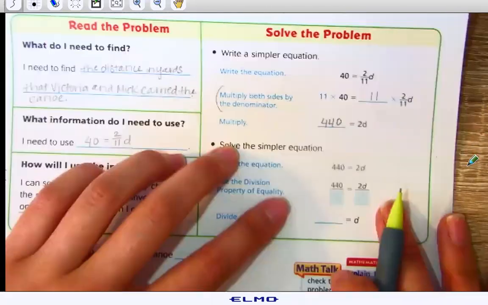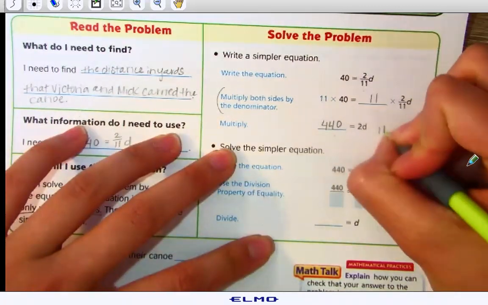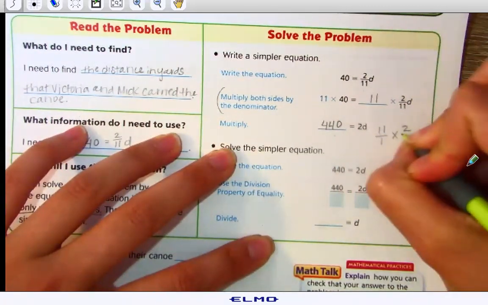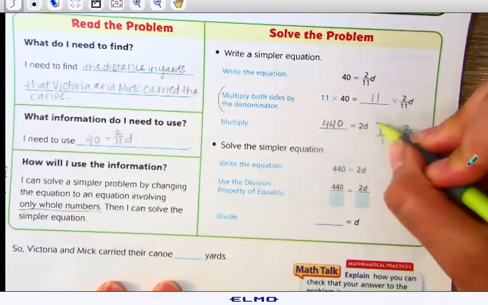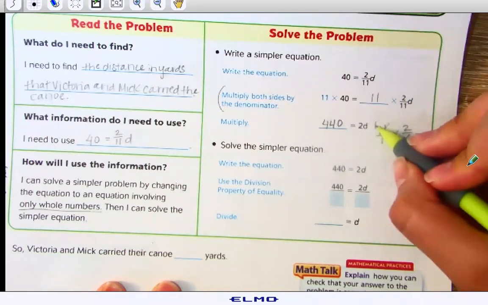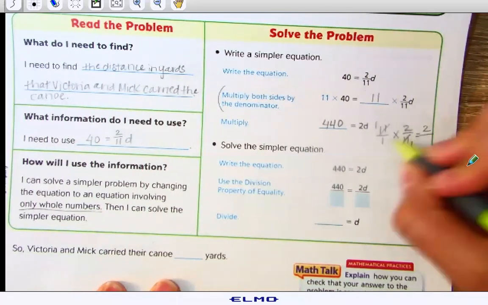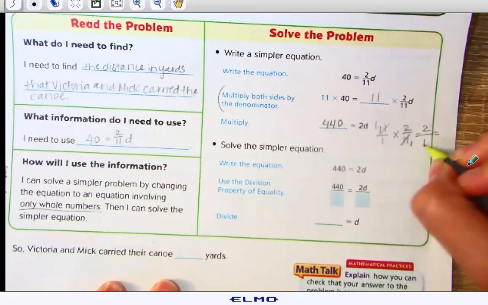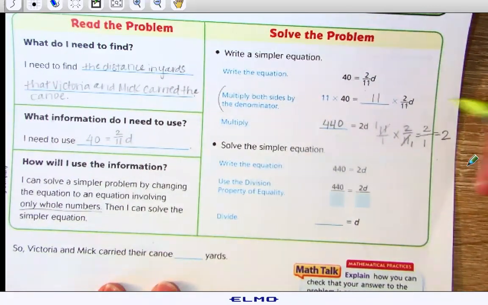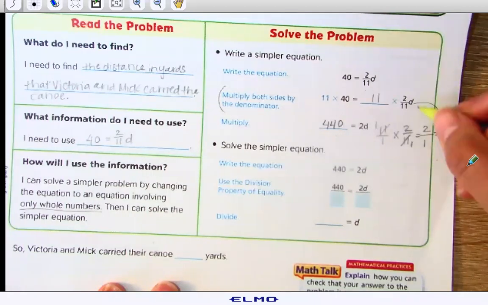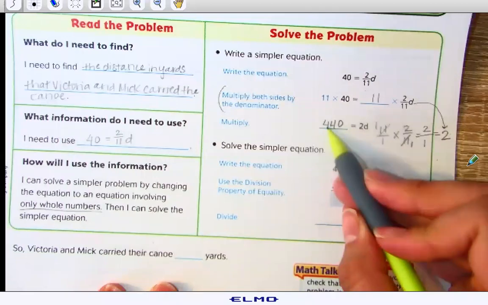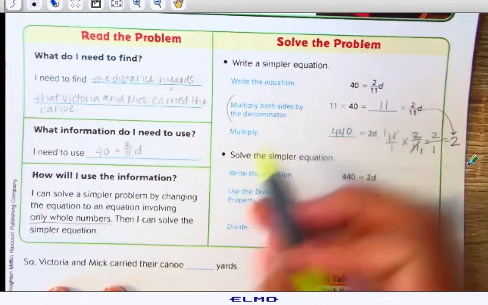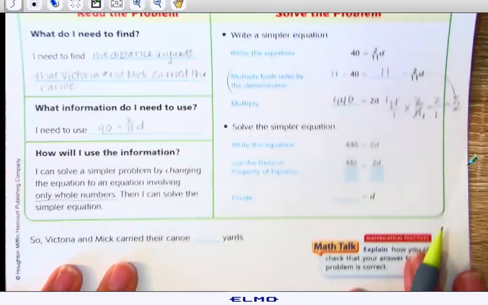And just to make sure that you know how we got that, if we do 11 times 2/11 and multiply across, well, I know 11 can go into itself once. If I multiply across, 1 times 2 is 2, 1 times 1 is 1, and 2 divided by 1 is 2. And we have to remember to keep our variable next to the number. So 440 equals 2d. Now we've written a simpler equation.